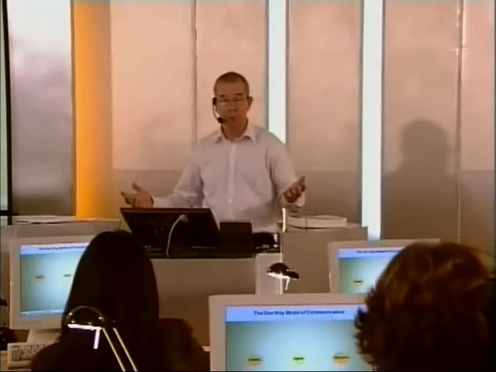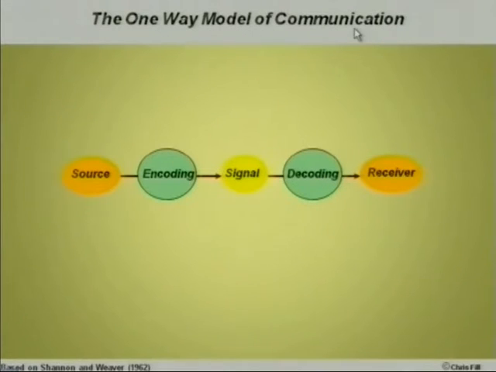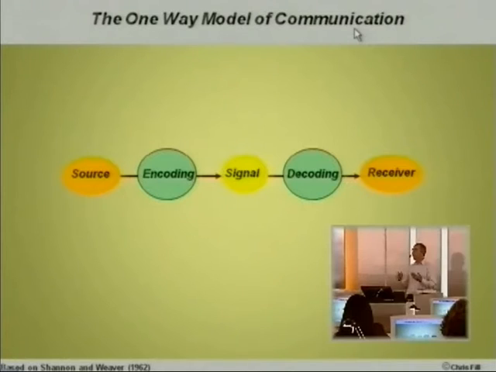So the first thing is, let's look at the forms of communication. And I'm sure most of you will be familiar with the first principle of the one-way model of communication. This is obviously based upon the idea that we have a source for a particular message who encodes a message in a particular format that they think is relevant to the receiver. They then send that message through a signal in various forms, and the receiver then decodes that signal.